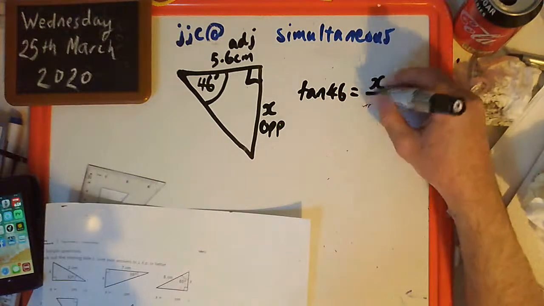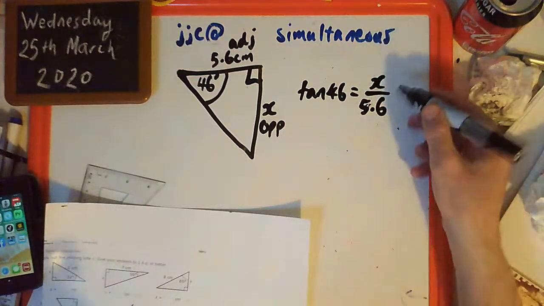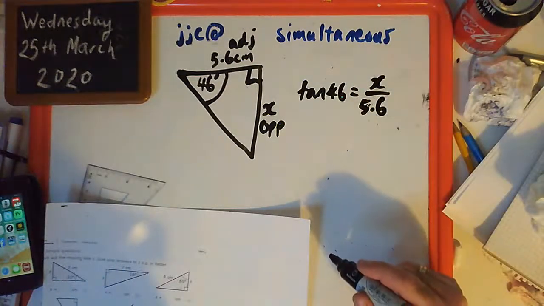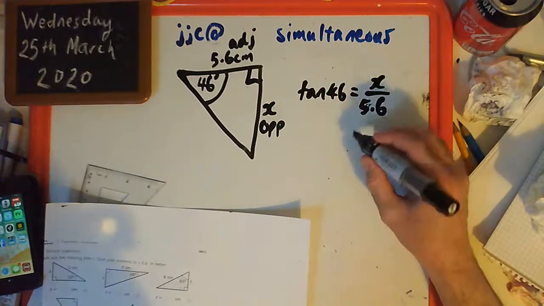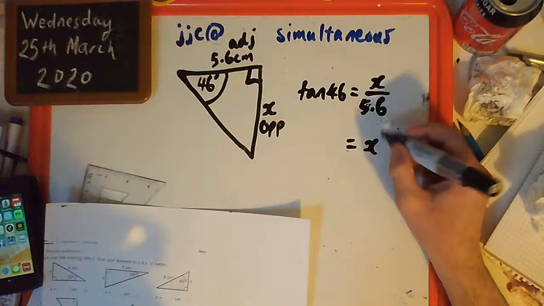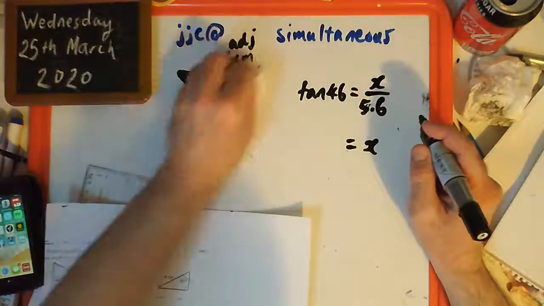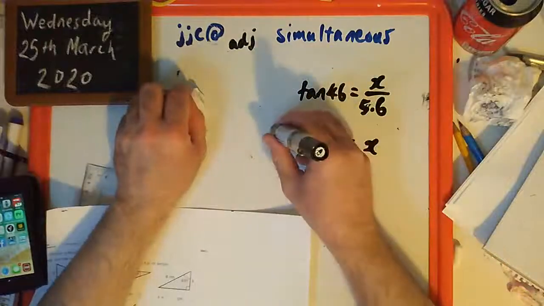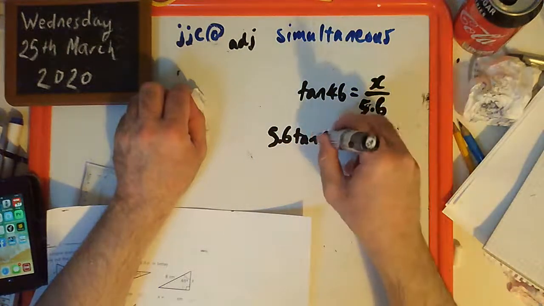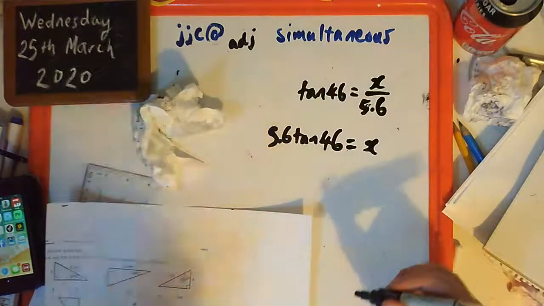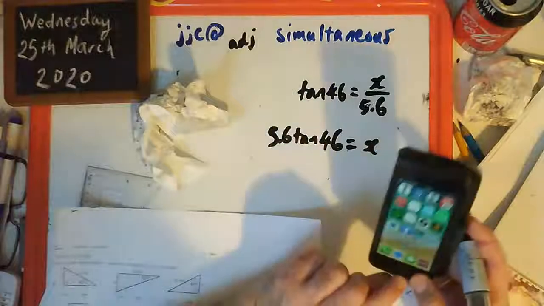This is just another easy one. I was hoping this was going to be a harder one with the x on the bottom, but it isn't. So tan 46 equals x divided by 5.6. Multiply everything by 5.6 to get rid of the fraction. So 5.6 times tan 46 is x, and that's just something I can work out on the calculator again.